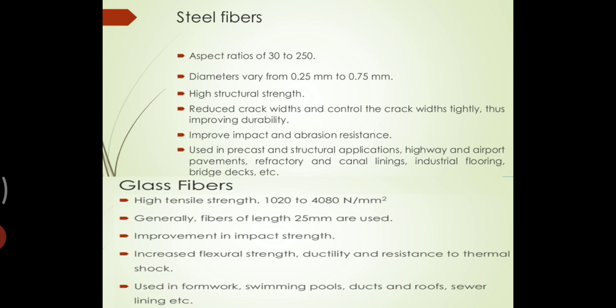If we use steel fibers, normally the aspect ratio is 32 to 50. First we must know what the aspect ratio is. It is nothing but the length to diameter or thickness of a single fiber. The diameters vary from 0.25 to 0.75 mm for the steel fibers that we are going to use in the concrete. Once you use steel fiber in concrete, it gives high structural strength. It also reduces crack widths and controls them, thus improving durability.